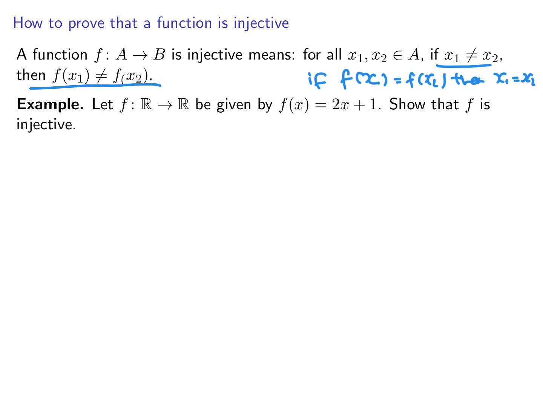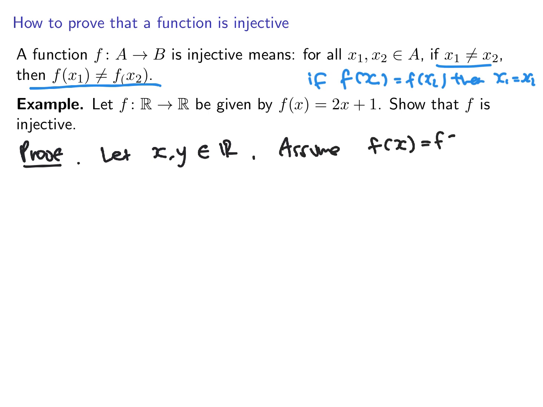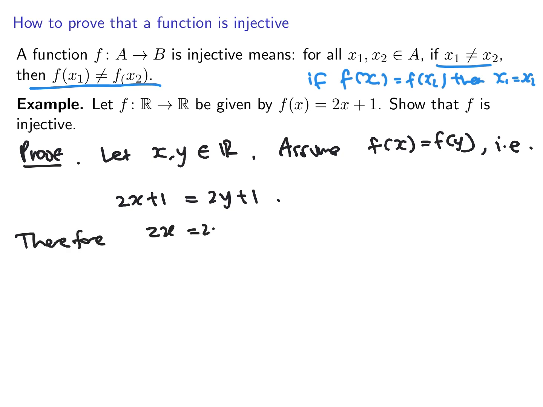Show that this function from R to R given by f(x) equals 2x plus 1 is injective. So we're going to use the contrapositive, okay? I'll just use x, y, it's a bit easier. Let x, y be in R, right? And we're going to assume that f(x) is equal to f(y). We want to show that x is equal to y. We know exactly what they are, so we have 2x plus 1 is equal to 2y plus 1, right? And so 2x is equal to 2y, and finally x is equal to y, and we're done.